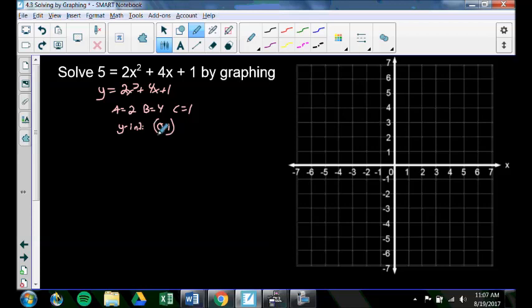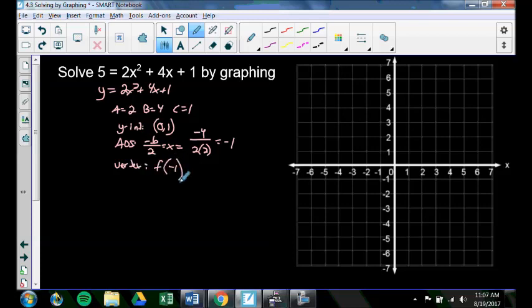Whatever that c term is, that's your y-intercept. I want to find the axis of symmetry, which is negative b over 2a. That's what x equals. It's a vertical line. That's going to be at negative 4 over 2 times 2, which is negative 1. So then to find the vertex, I do f of the AOS, which is negative 1.